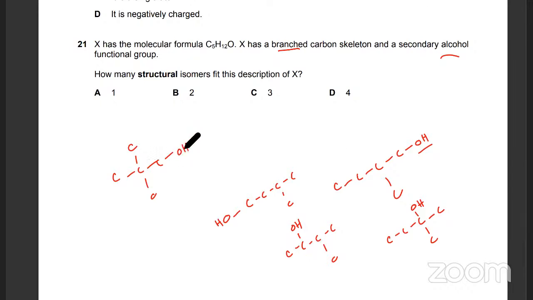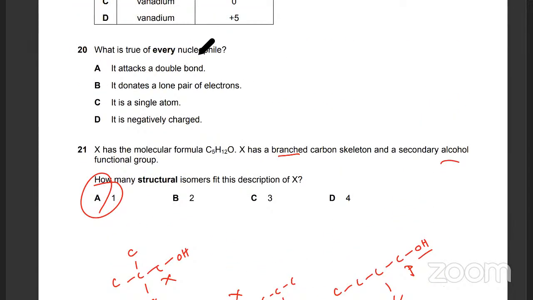Is this a secondary alcohol, this one? No. That's a primary, because the carbon is only bonded to 1 carbon. This one is primary as well, right? What is this one? Secondary. That's a secondary. This one is primary, and this one is tertiary. So you got only one that fits the description, that it has to be a branched alcohol and it has to be a secondary alcohol. So only one of them is actually matching the description.